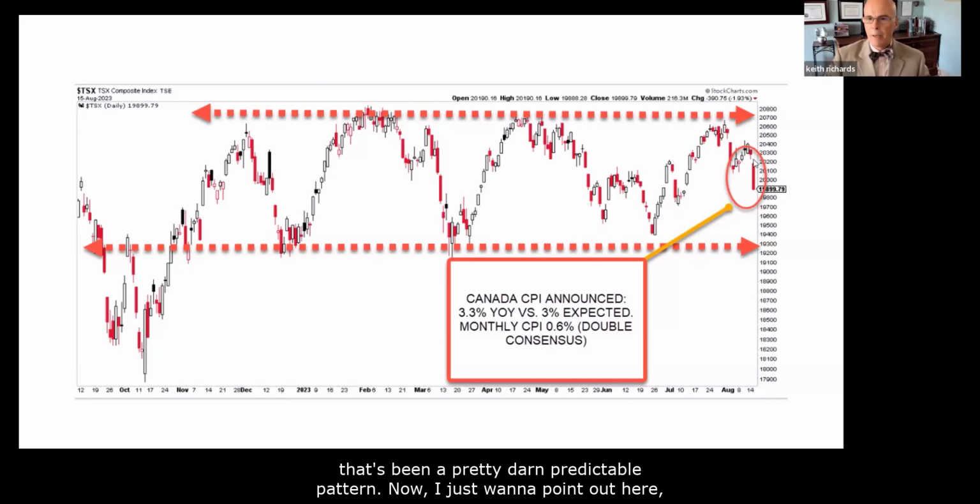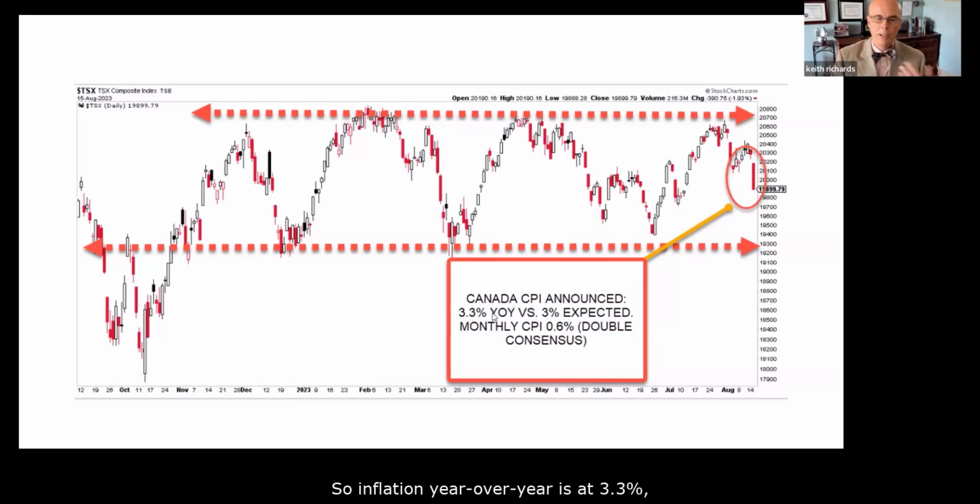Now, I just want to point out here, you'll see this gap on the chart and this big bar down. I'm doing this on the 16th, so this would have been the other day, and we did see the market sell off. CPI was announced, I think on the close of Tuesday the 14th, but I may be wrong. Whatever the case, the market reacted on the 15th, and CPI was announced as 3.3%. So inflation year over year is at 3.3%, and consensus was 3%.